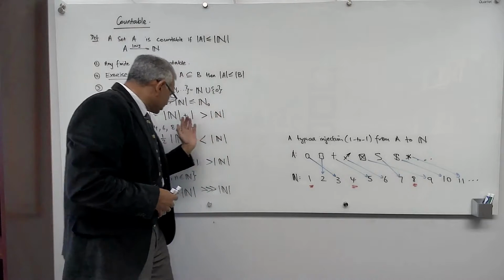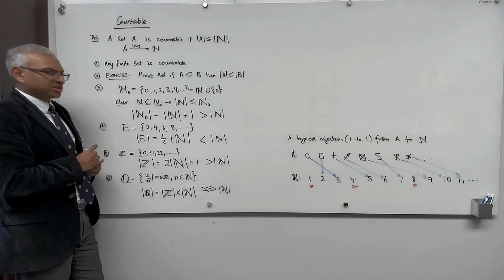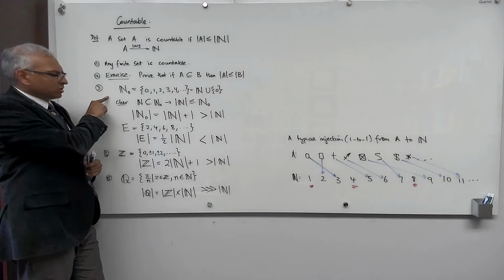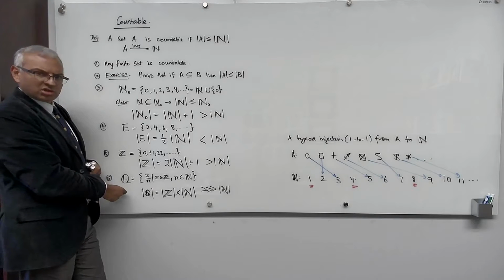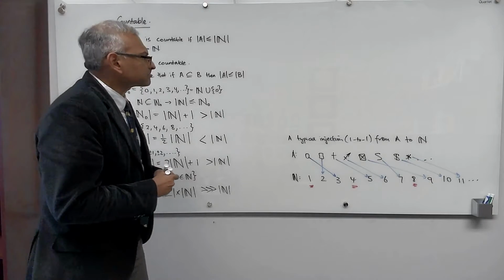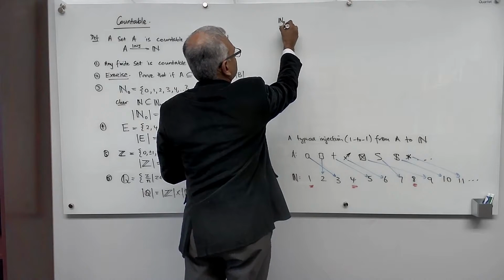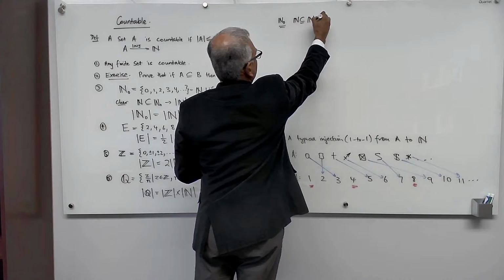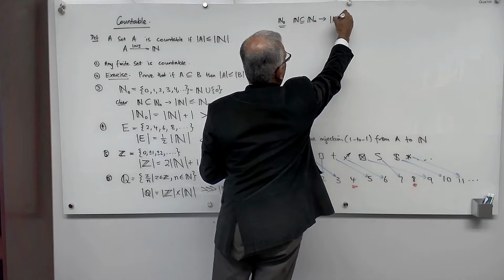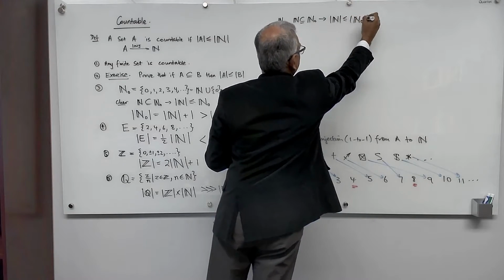Okay, let's compare each of these sets with the natural numbers using Cantor's method of injection. Okay, we'll go through N0 slowly. We'll quickly do E and Z. Okay, and then we'll see what's going on with the rational numbers. Okay, so N0. Well, it's clear that N, the natural numbers, is a subset of N0. So this means that the cardinality of N is less than or equal to the cardinality of N0.